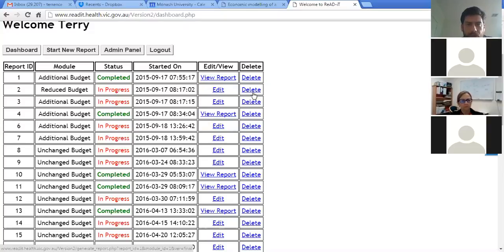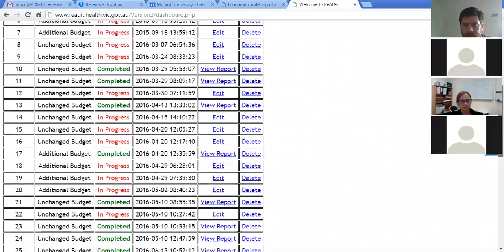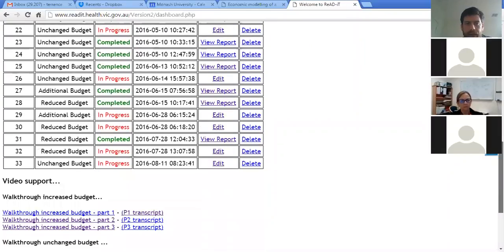So just make sure you're aware of that when you're completing a report, that once you've done it, that's it. You can delete your reports, of course, as you go along, and eventually I'll go through and clean up my account, because all of these reports are pretty much ones that I've developed during testing of the ReAD-iT.